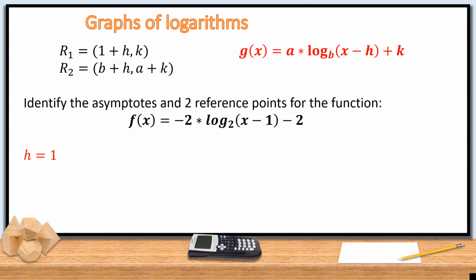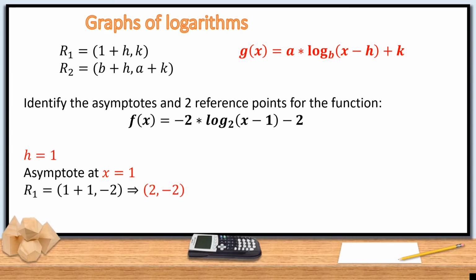So if we look at this one, the h value is 1, which means the asymptote is at x equals 1, not y equals 1, x equals 1. And then our reference points: looking at the key up top for how to do reference points 1 and 2, for reference point 1, we take the h value plus 1, so h plus 1, and then the k value, and there's our first reference point. And then the b value in this case is 2, so that's the base value, plus h, and then the a value plus k, so a in this one is minus 2.